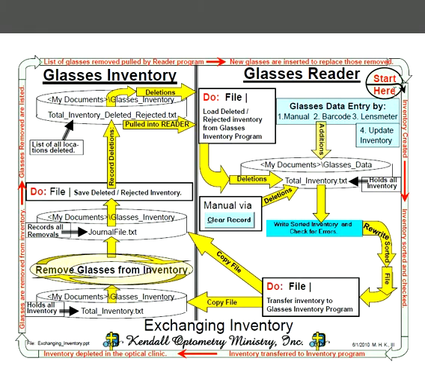You can start here. The inventory is created. Inventory is sorted and checked. You saw me do that. Keep going around the circle. Inventory transferred to inventory program. You saw me do that.